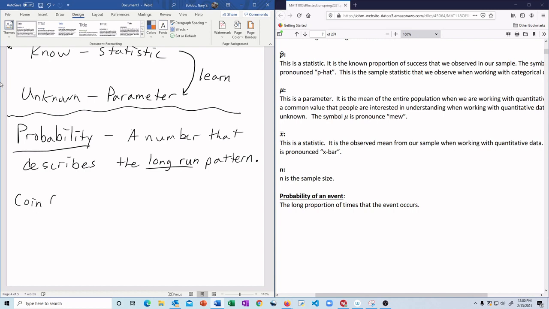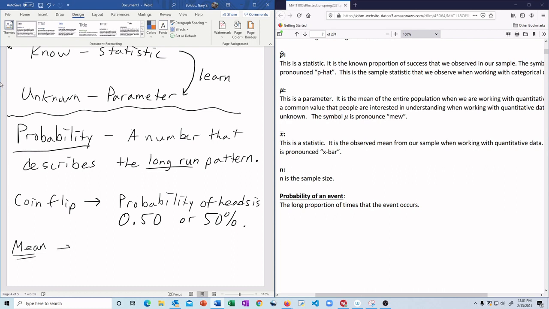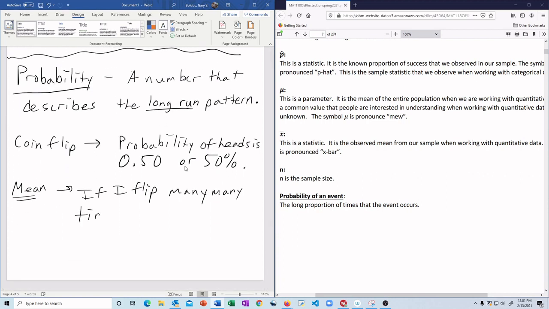So what does it mean? We flip a coin. You guys tell me, for flipping a coin, we have the probability of heads is 0.50 or 50%. What does this mean? Right? What does this mean? It means if I flip many times, so long run, I expect to get heads 50% of the time.